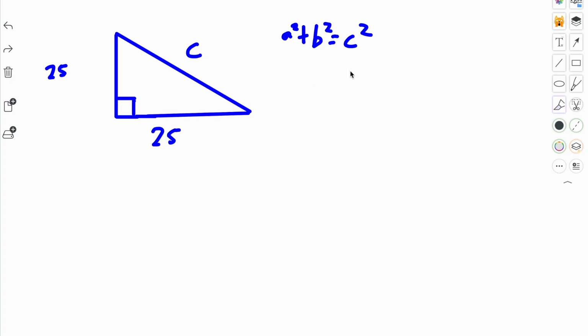So we're going to be solving for c. Some teachers might want you to put it in a specific order. Since we're solving for c on one side, I'll just make it simple and flip it over. So a squared plus b squared. Now we're solving for c.